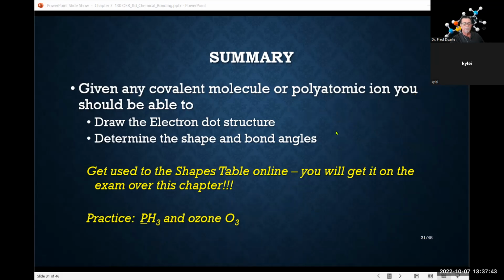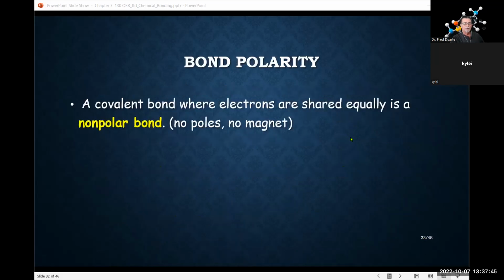All right, so which brings us to bond polarity. We've learned how to do dot structures for covalent compounds and for polyatomic ions, okay? And we're going to learn about bond polarity. Now, we have a covalent bond, where the electrons are being shared. When they're shared equally, then we have what is called a nonpolar bond, okay?